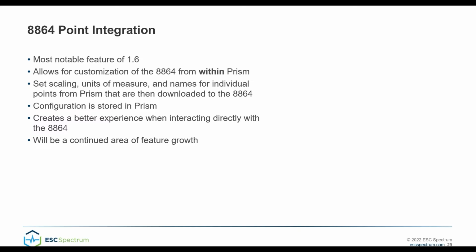So some of that is setting the scaling, the units of measure, and the names for different points in Prism through this new administration screen, and then that configuration information is downloaded to the 8864, just like your sequences or calibrations have been in the past. These screens are designed to do that in Prism and then flush and download everything to the 8864. This will allow operators or instrument technicians to interact with the 8864 a little better, if there's easier to read point scaling and naming in the 8864 that matches what's going on with Prism.